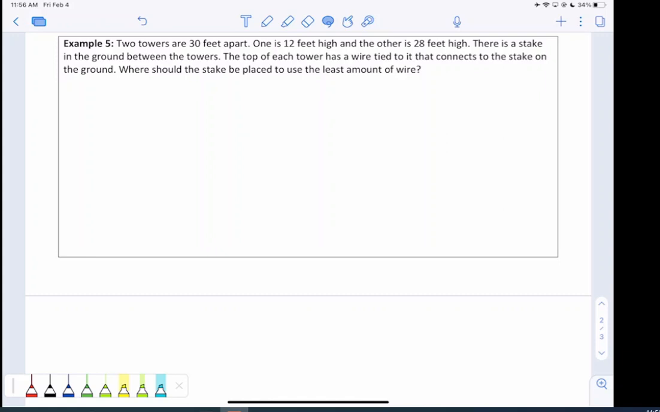This is our problem solving skills. So here we go. We have 2 towers that are 30 feet apart. One is 12 feet high, the other is 28 feet high. There's a stake in the ground between the towers. The top of each tower has a wire tied to it that connects to the stake on the ground. Where should the stake be placed to use the least amount of wire?